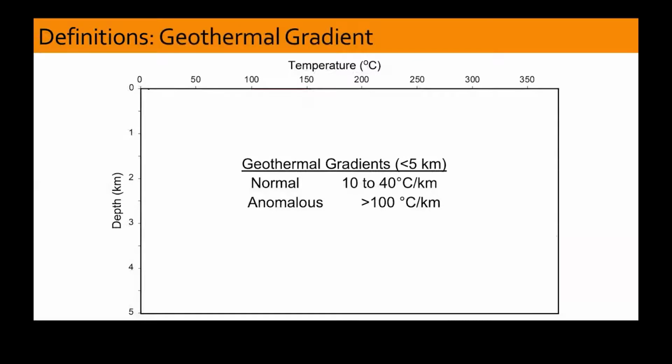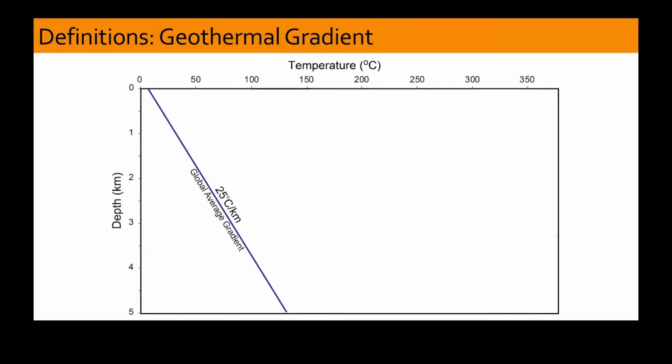The geothermal gradient represents the change in temperature with depth. Most areas in the upper continental crust have a conductive thermal gradient of between 10 and 40 degrees C per kilometer. Only in a few anomalous places do thermal gradients exceed 100 degrees C per kilometer.